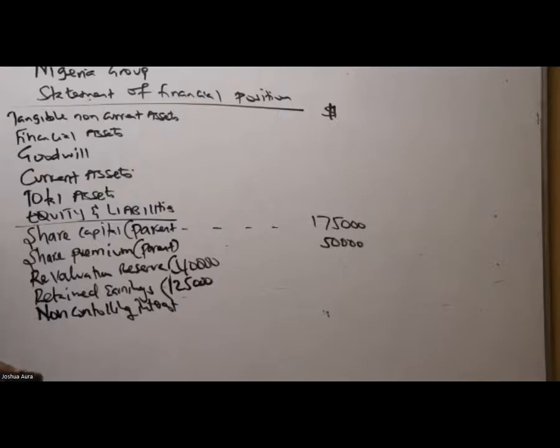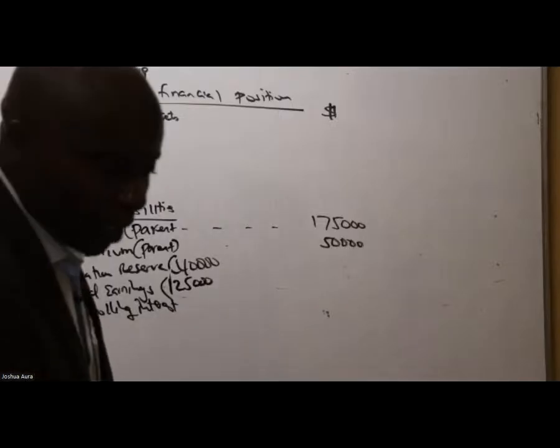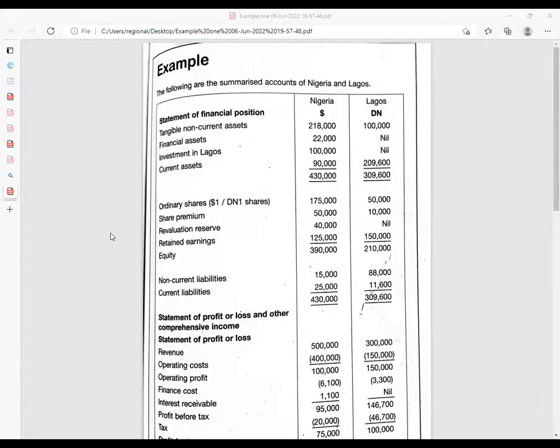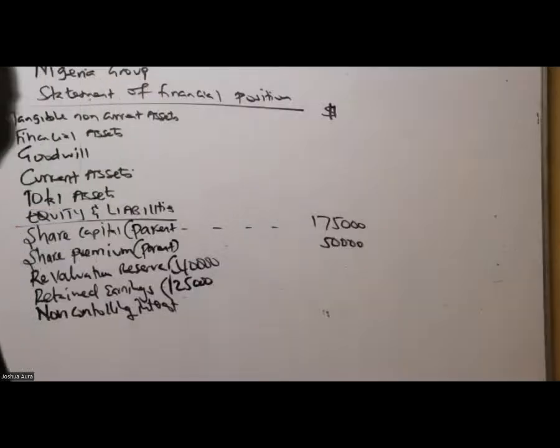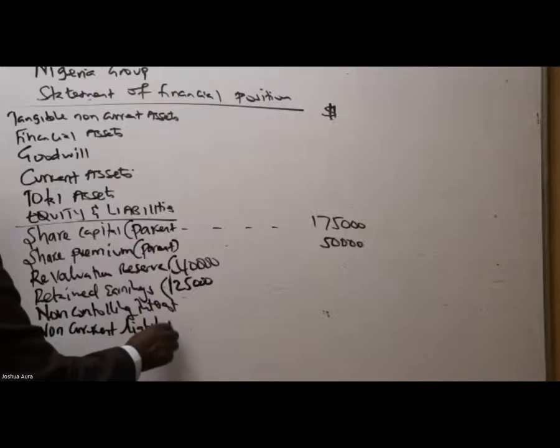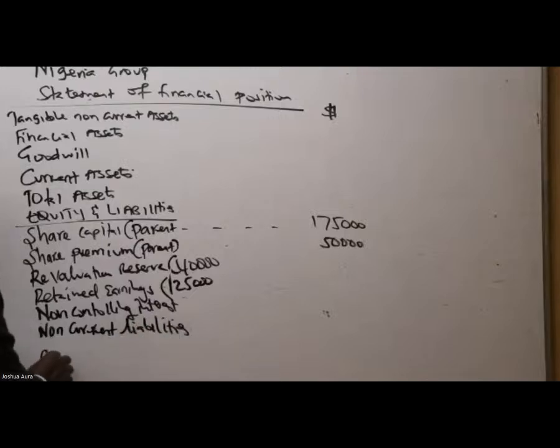And from there, we go to the liabilities. So on liabilities, ladies and gentlemen, what we have here is non-current liabilities, and then we have current liabilities. Later on, I'll be bringing in the concept of a foreign exchange reserve, but let's do without it for now.